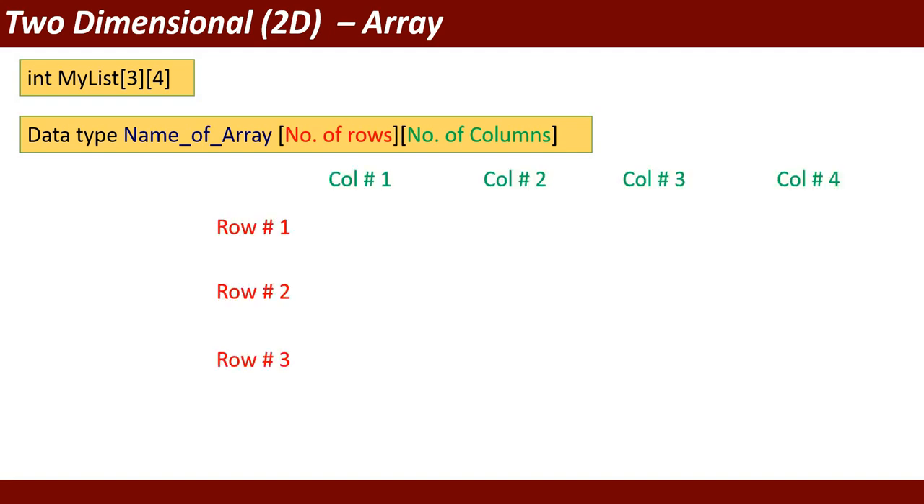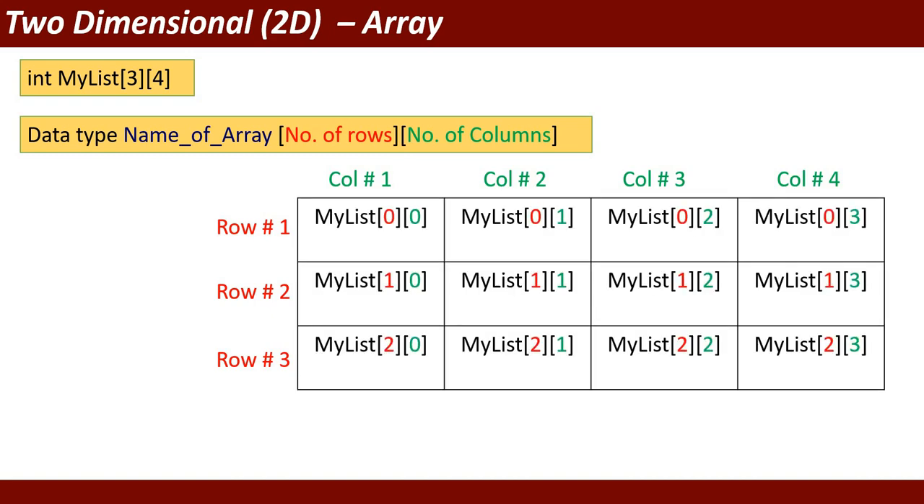We can represent a two-dimensional array in the form of a table. So this is myList, the number of rows are 3 and the number of columns are 4. And how will we represent this? Row number 1, column number 1: we write myList, that is the name of the array, and then 0 is the first row and 0 is the first column. In this way, row 0 and first column, row 0 and second column, row 0 and third column.